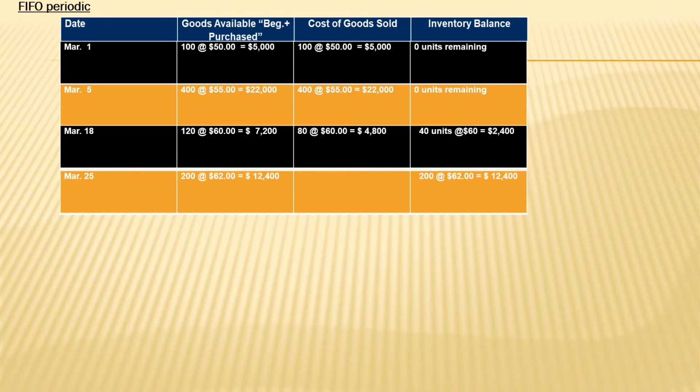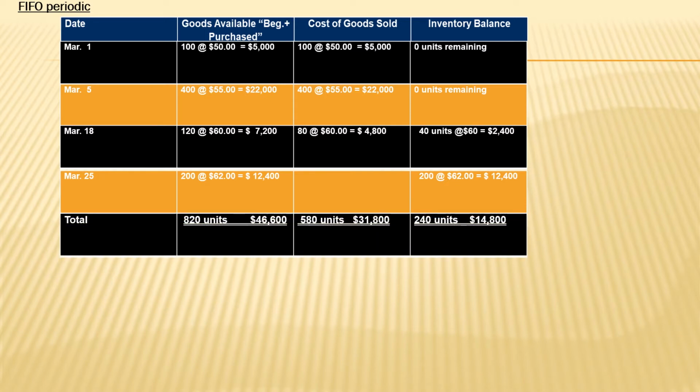Then on 25th of March, I purchased another 200 units at the cost of $62 per unit. I didn't take anything for the cost of goods sold since I already completed the 580 units sold required from me. So the ending inventory will be all the 200 units at the cost of $62 per unit. So here are the totals.